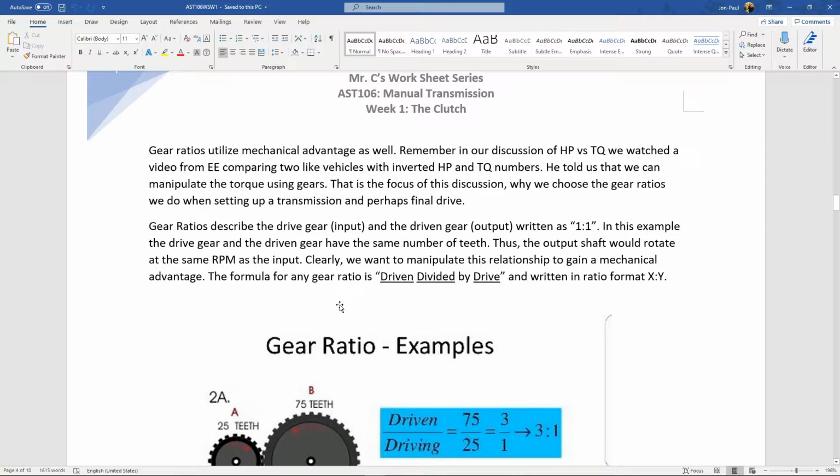We can't talk about transmissions without talking about gear ratios, and I want to get this out of the way while you're still awake, because you got to remember this equation. Excuse me. So gear ratios utilize mechanical advantage. Remember in our discussion of horsepower versus torque, we said that we can change the torque by manipulating the gears. And I have a video I'm going to show you when we get to week 3. I have this video of a Tacoma and he's got a few reduction gears. And you may have heard that when we talk about your starter has a reduction gear.